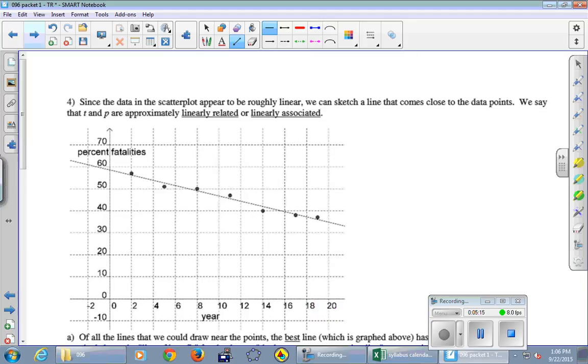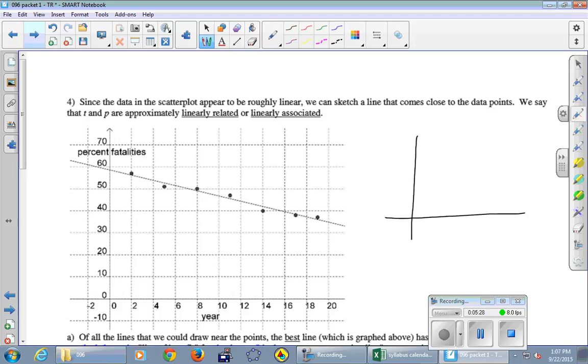And just a little vocabulary, since the data in the scatter plot appear to be roughly linear, it's not a perfect straight line that hits all the points, but the points aren't distributed like, here's an example of something that definitely is not linear. Suppose that your data points were something like this. I would not say that a straight line is a good fit for that data. Maybe some kind of a curvy thing would be a better fit for that data, and we will talk about curvy things like that later this semester.